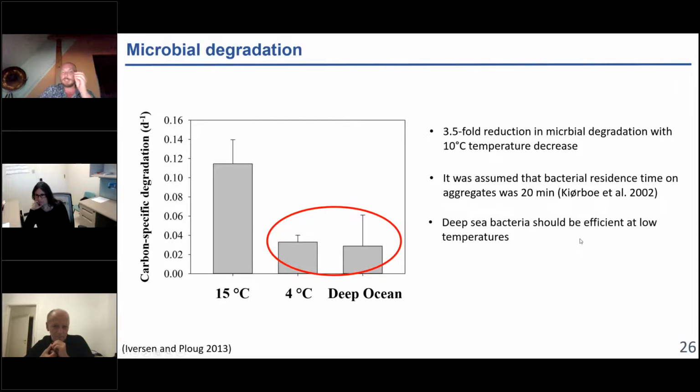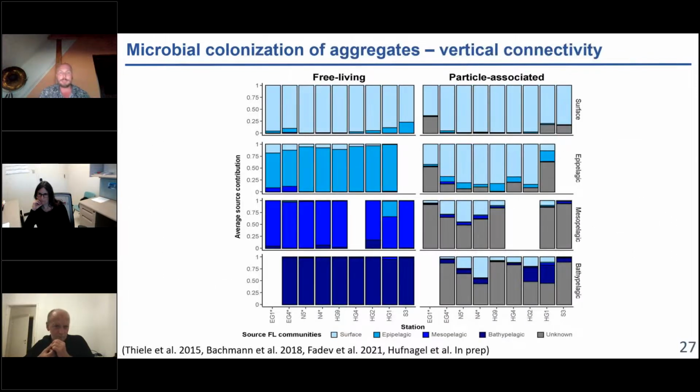And assuming that deep sea bacteria are efficient at low temperatures, we can't really explain this if we have this jump on and off. There have been a few studies testing this, and I think the best one I have been involved in is by Eddie Fadeve, who was my former PhD student. He's now working with Gerhard as a postdoc.